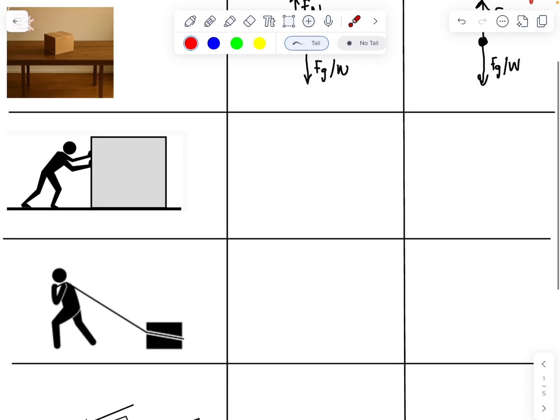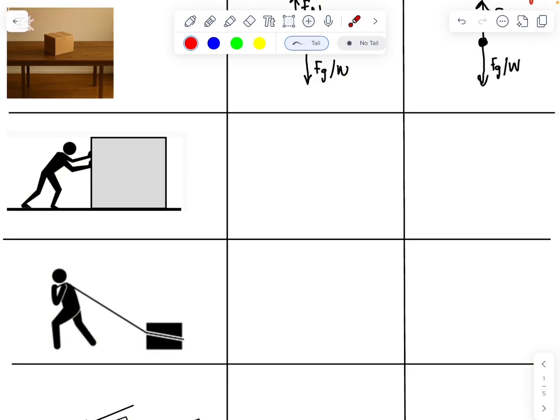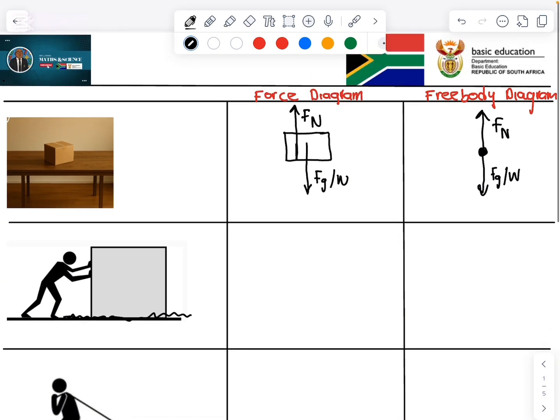Moving on to the second example on your left. If you check here in this example, we have a person who is pushing a box, and we're going to assume that there is friction here. As this person is pushing this box, there is friction on the surface. Then now we need to sketch the force diagram first, again, the force diagram for the box as this person is pushing it to the right.